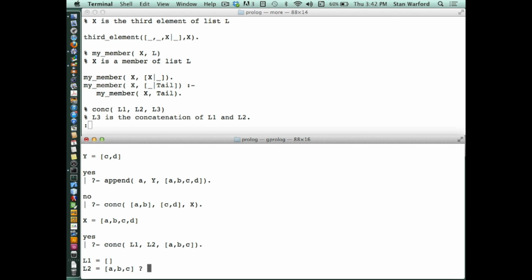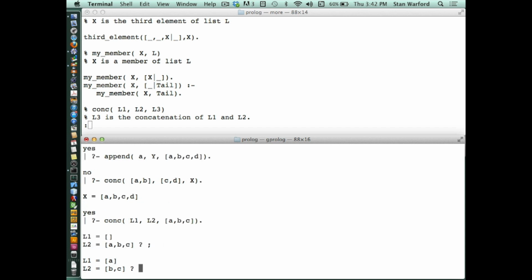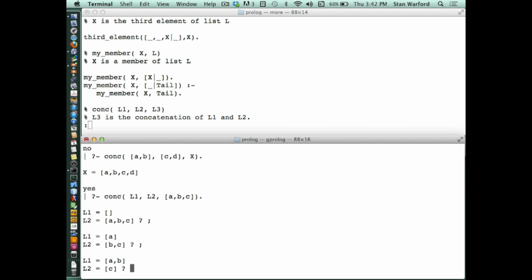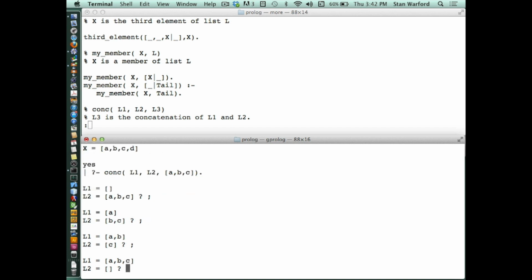L1 is the list A, and then BC. What's another possibility? AB and then C. And then what's another possibility? ABC and then empty. And now, are there any other possibilities? Yeah, there were four. Well, that's all right. Just off by one. Now look, you guys.